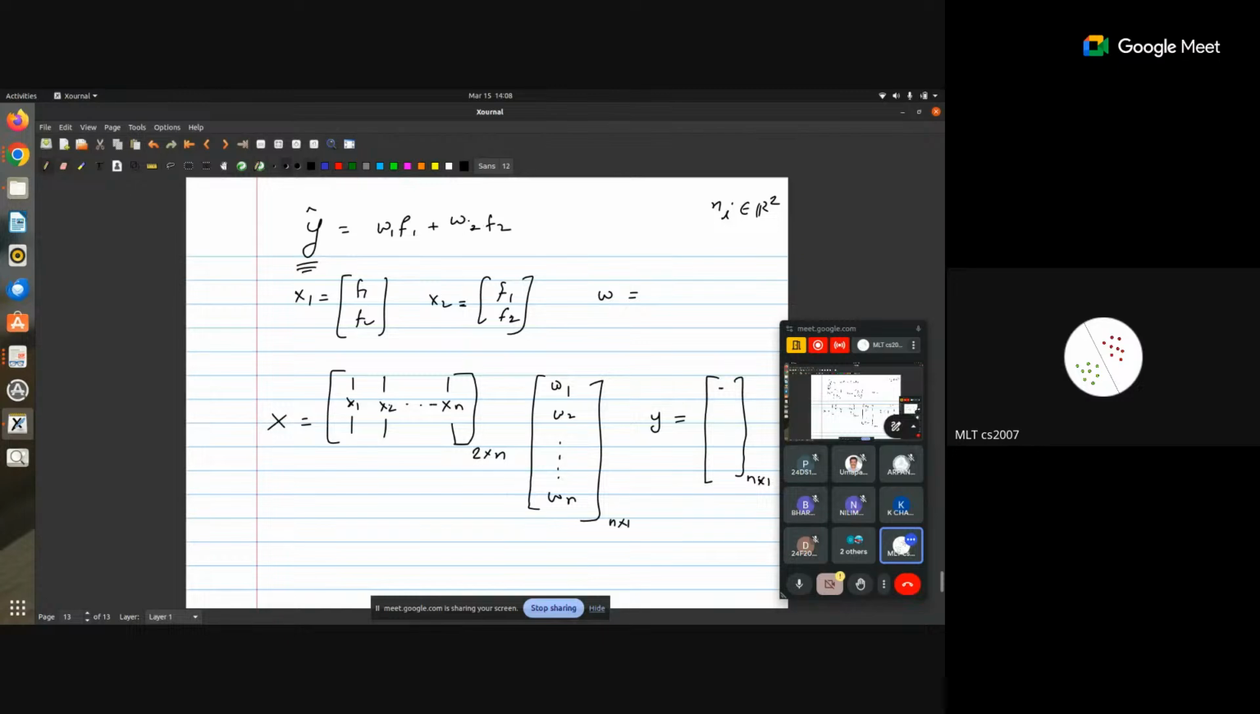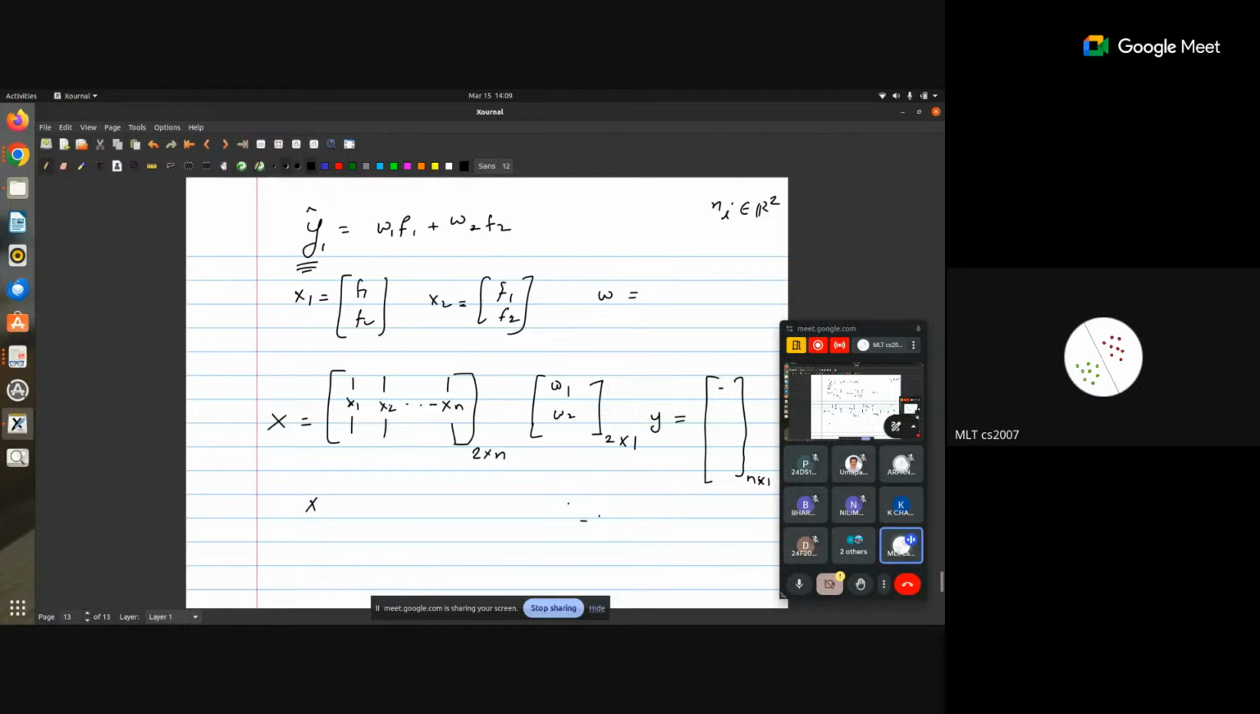Then this is y1 hat, right? So your w vector should be like, sorry, this is wrong, it should be w1 w2, cross 1, and then your corresponding y will be n cross 1, like however many examples there will be. Now this is what we have to understand.